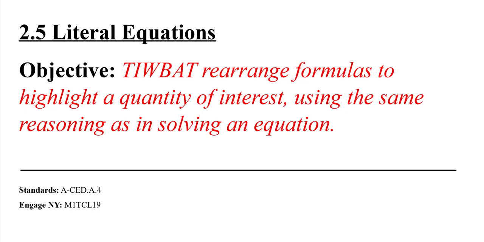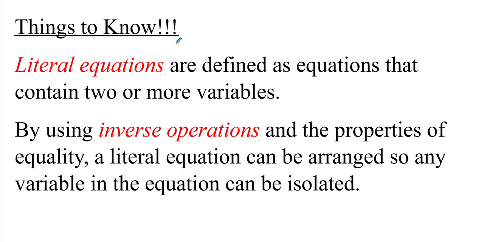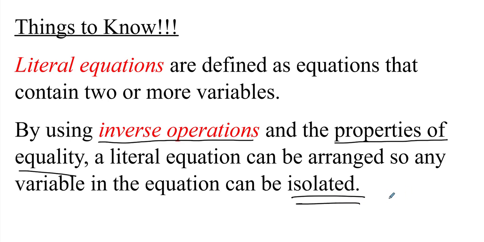All right, so let's take a look at our infamous things to know section. We got the definition here. A literal equation is defined as equations that have two or more variables. And again, we are going to use these inverse operations. Remember, when we solved equations to move stuff around, we did the inverse operations along with our properties of equality. So we're going to be doing the same thing here. We're just not going to have as many numbers. We're going to have a lot more variables. And we do this so that any variable in the equation can be isolated, meaning by itself.